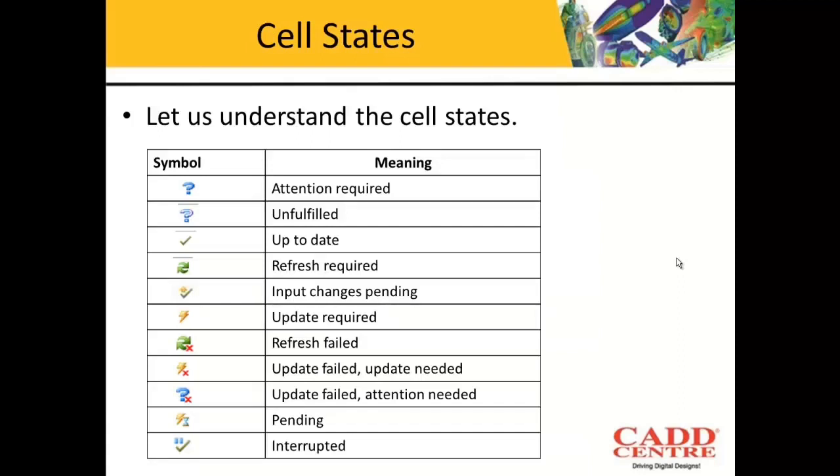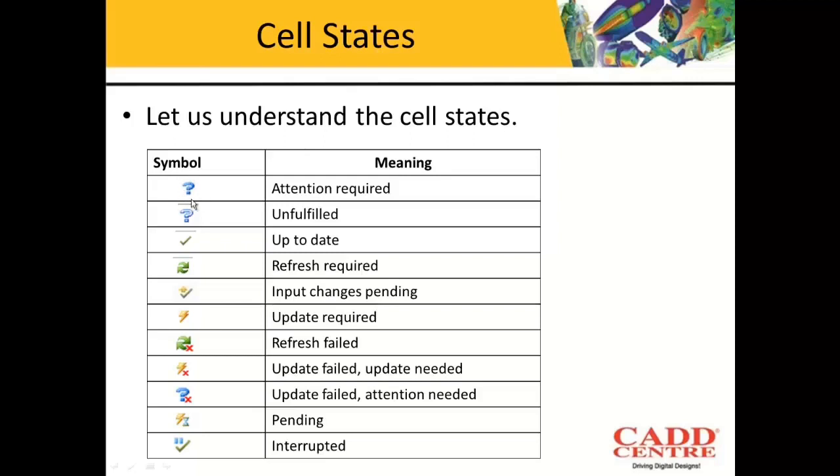Now whenever you add an analysis system, you will have some cells that will appear in every analysis system, and there will be a status that is adjoining with every cell that you add in the system. So now let us understand these cell states.